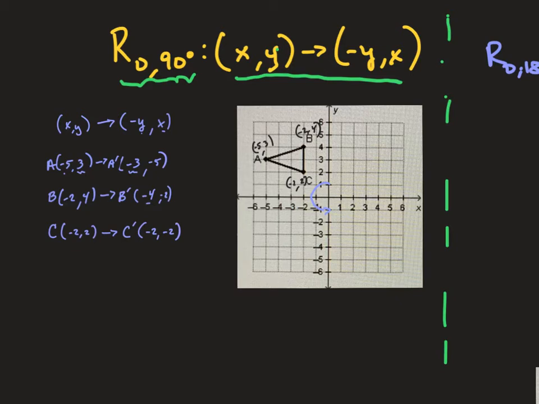Okay, so as we go to graph these, let's graph our new points. A prime is going to be -3, -5, so I'm looking at -3, -5, and that is going to be A prime. B prime is going to be -4, -2. I just need to make sure I identify it as B prime. And then C prime is going to be -2, -2.